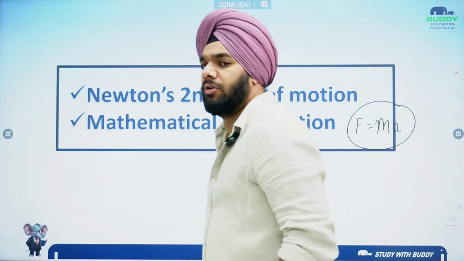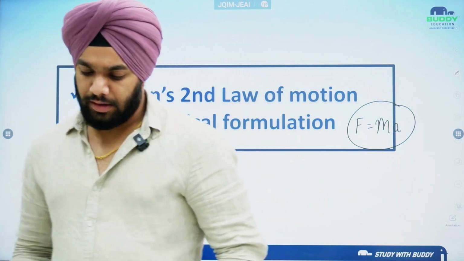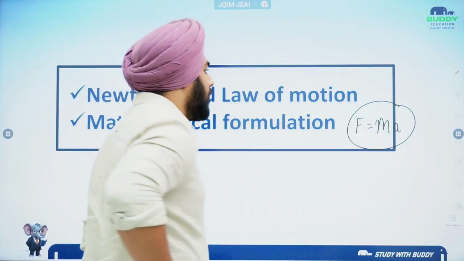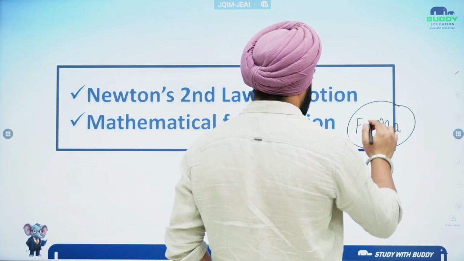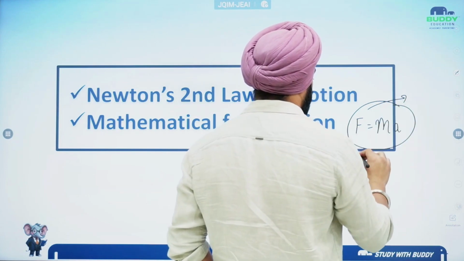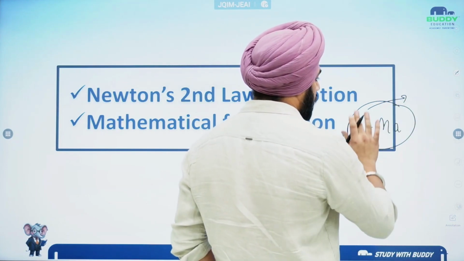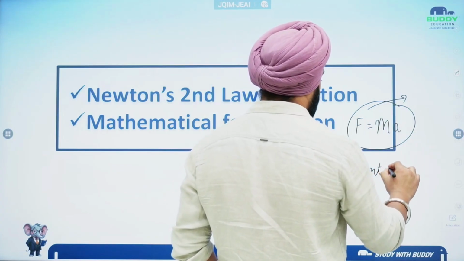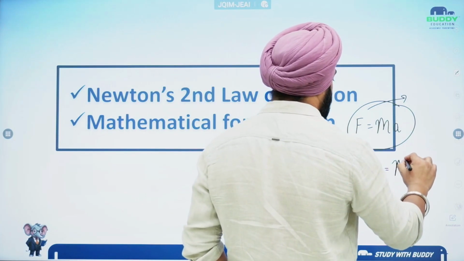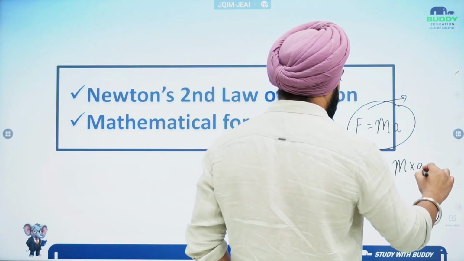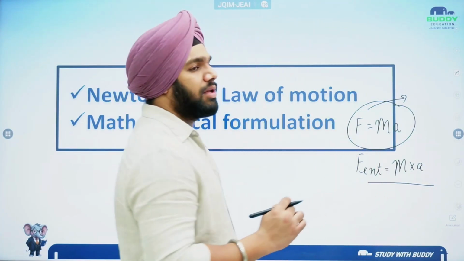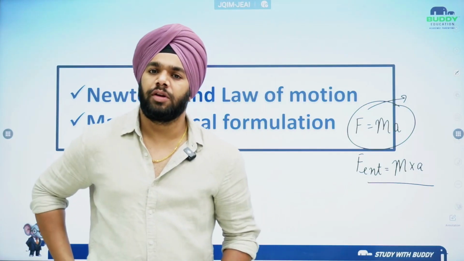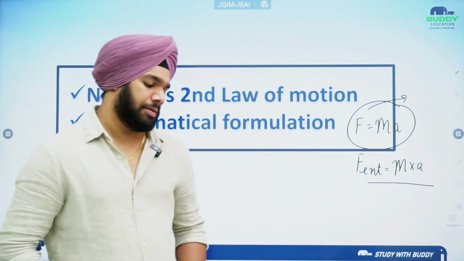Now honestly, F is equal to ma is the incomplete formula. This is not the complete information. F external is equal to mass into acceleration. This is the most famous formula that is important for Newton's second law of motion, or the force and laws of motion, right?